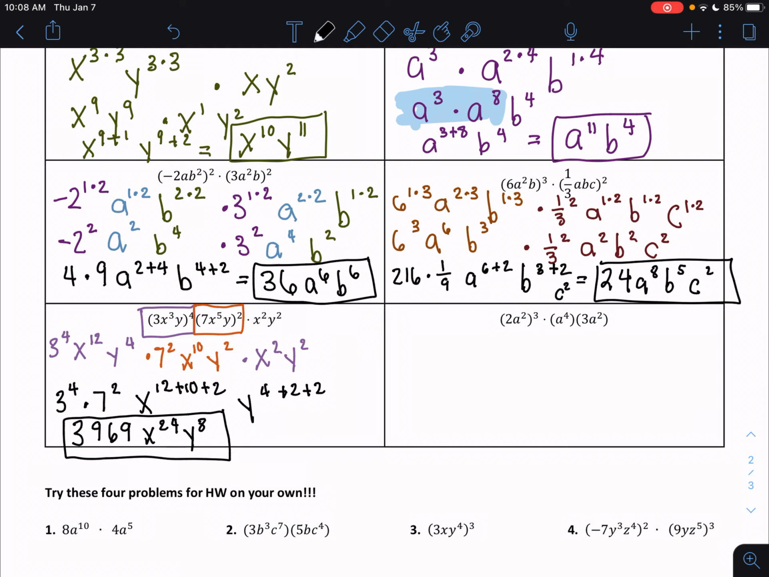All right, we have one final one here. Again, pause the video for this final problem. Try to do it on your own, and then continue to watch as I work it out to see if you get the correct answer.